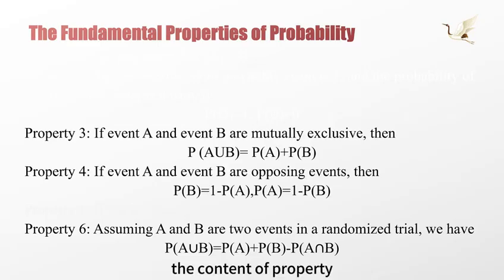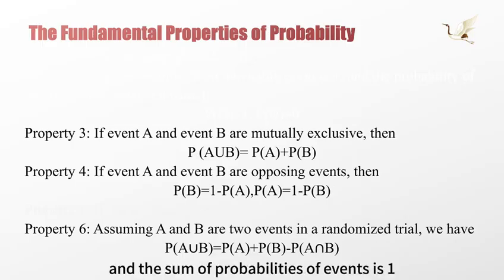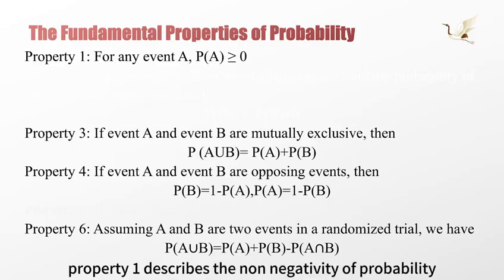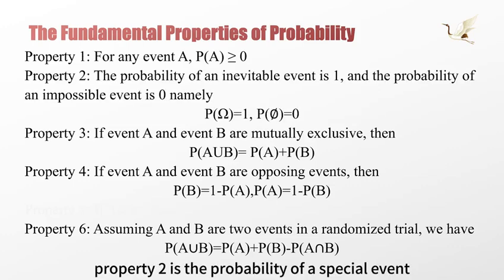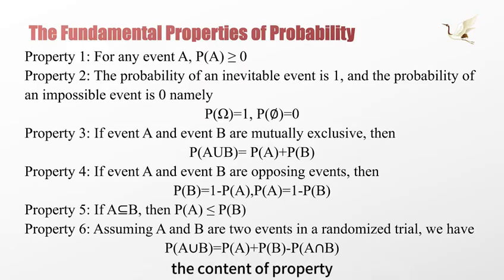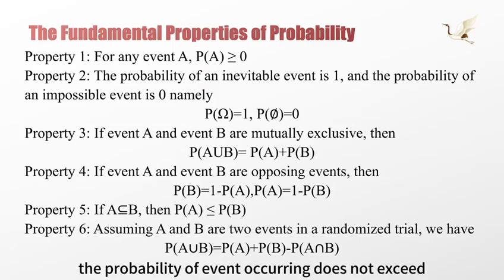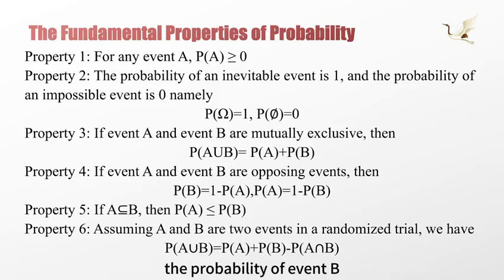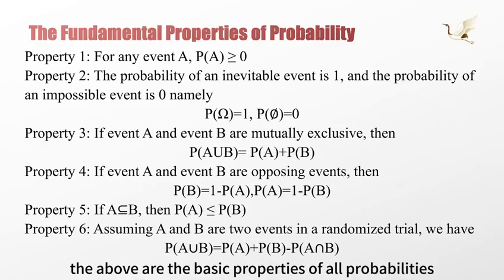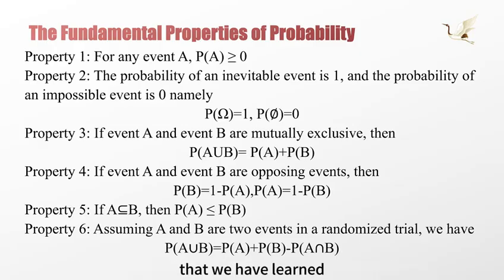The content of property 4 is that for opposing events, the sum of their probabilities is 1. Property 1 describes the non-negativity of probability. Property 2 is the probability of special events. The content of property 5 is that if event A is included in event B, the probability of event A occurring does not exceed the probability of event B.